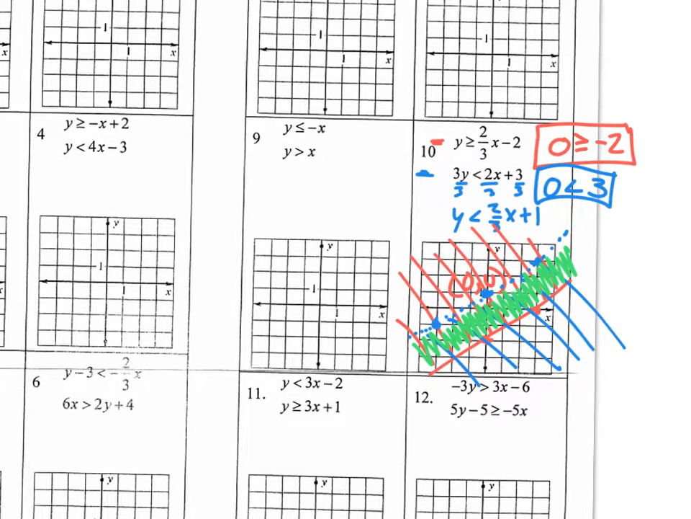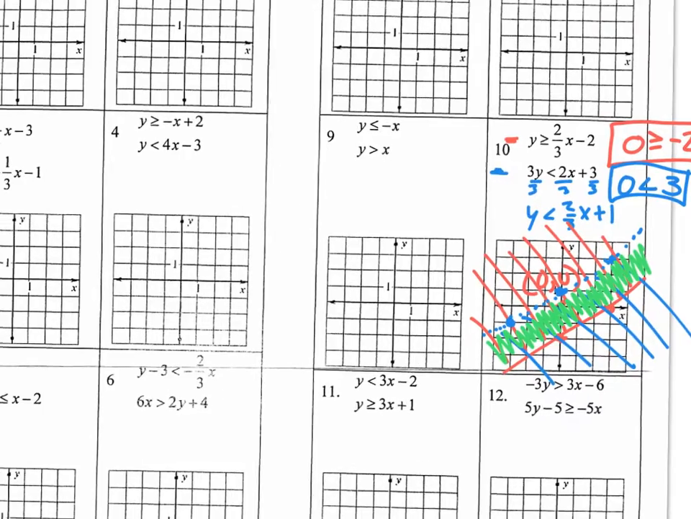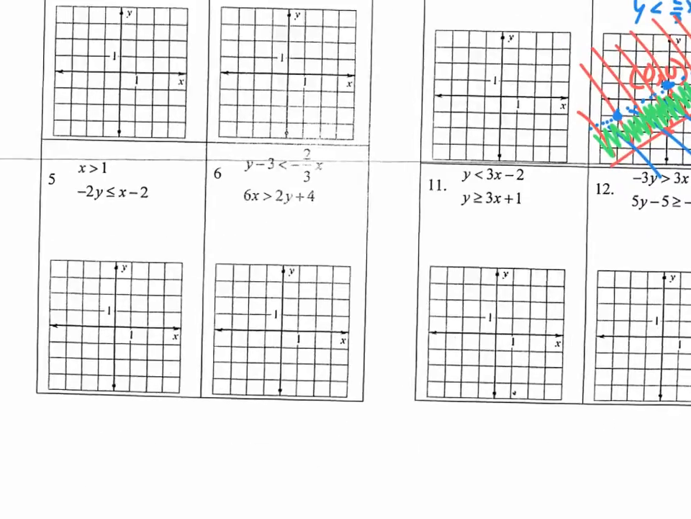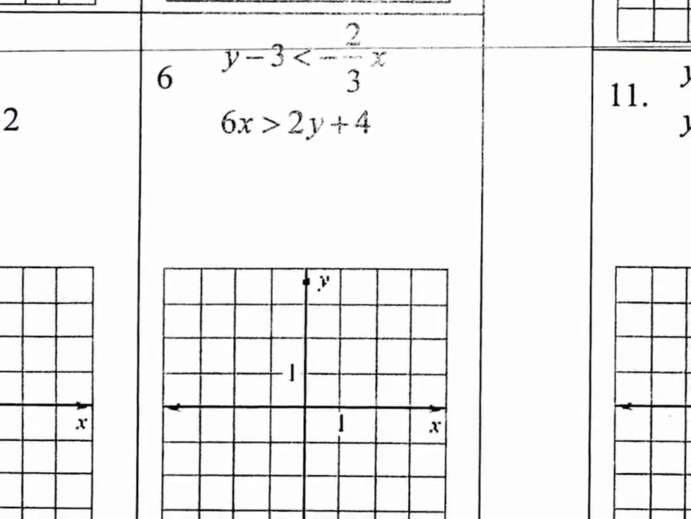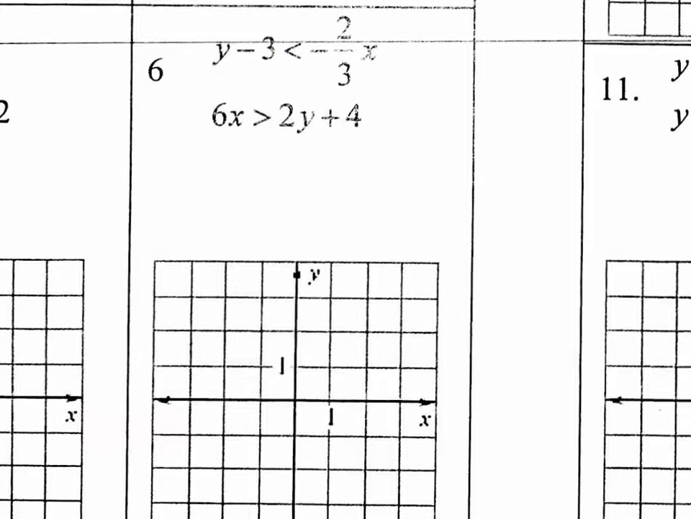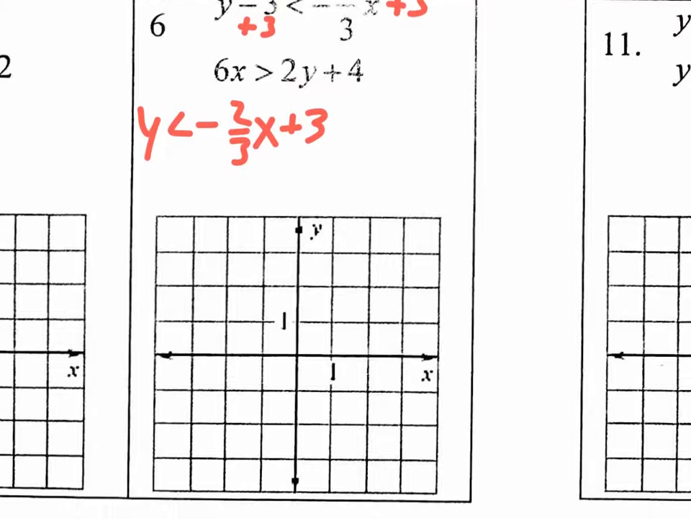Number 6. So obviously the top inequality is not ready to graph yet. It doesn't have y by itself. So let's get that y by itself. Let's add 3 to both sides, plus 3 and plus 3. So my top equation is going to be y is less than negative 2/3 x plus 3. And let's graph that red inequality.